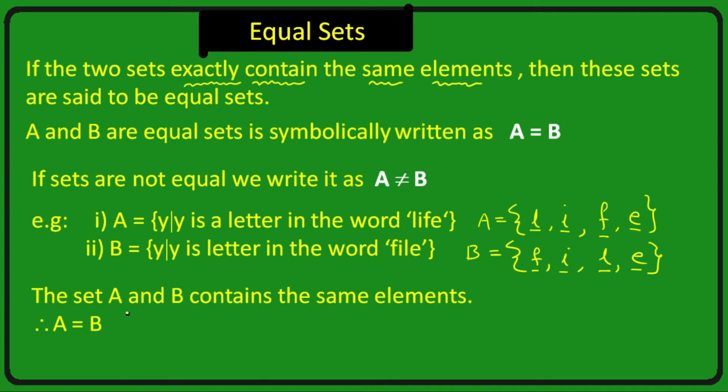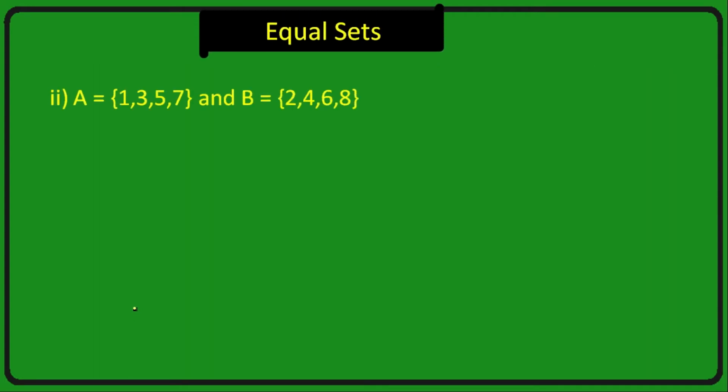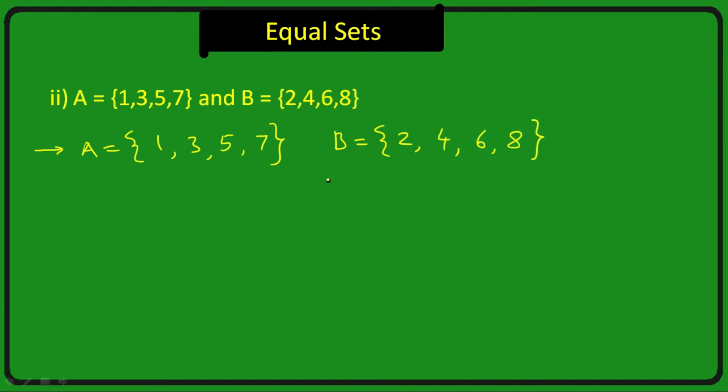Okay. Now let us take one more example to understand the meaning of the equal set. If the sets A and B are given like this, observe that in the set A there are 4 elements. The elements are 1, 3, 5 and 7. In the set B there are also 4 elements. The elements are 2, 4, 6 and 8. Count the elements in the set A: 1, 2, 3 and 4. 4 elements are there. In the set B as well, 1, 2, 3 and 4.